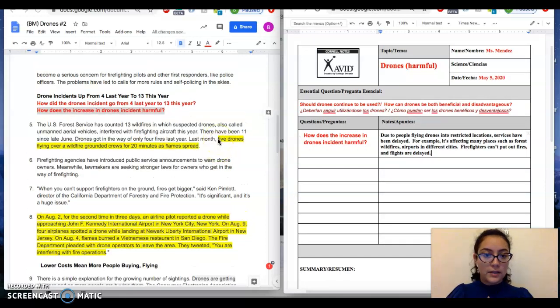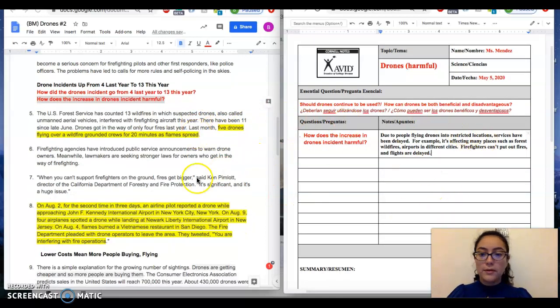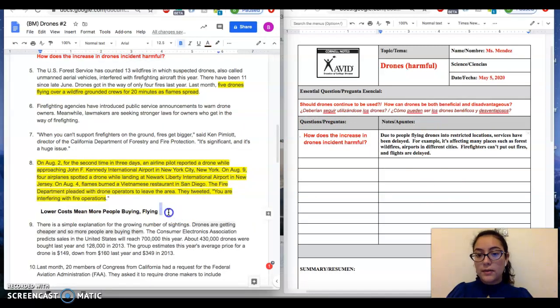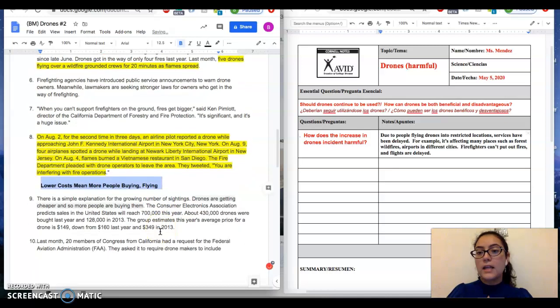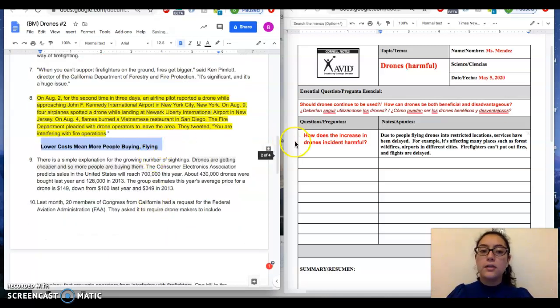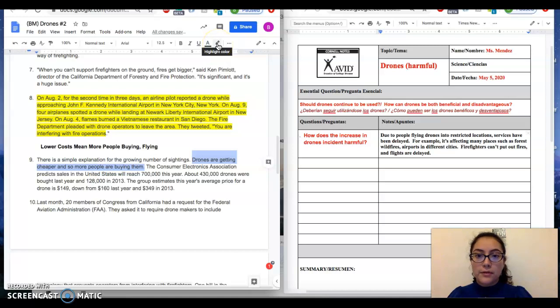All right, so I just modeled how to do the first part. For the second part, you are going to once again write the question and then highlight anything that will help you answer that question and relate it back to your essential question. So for example, drones are getting cheaper, so people are buying them more. Well, why is that important to know? Well, it's important to know because the more drones people have, the more people are going to use them. So there are going to be more drones in the sky. We don't want that.